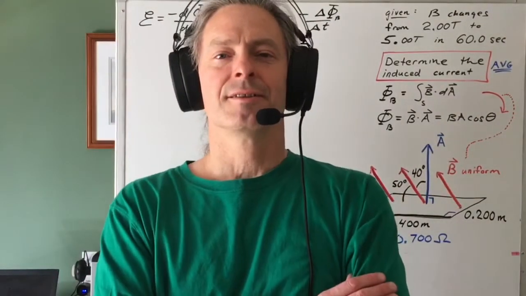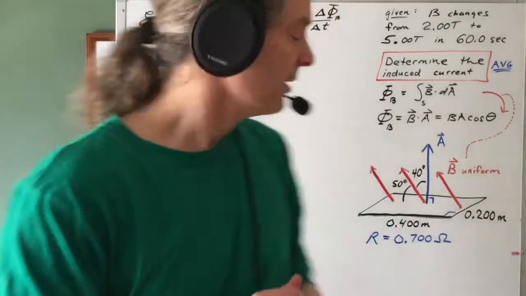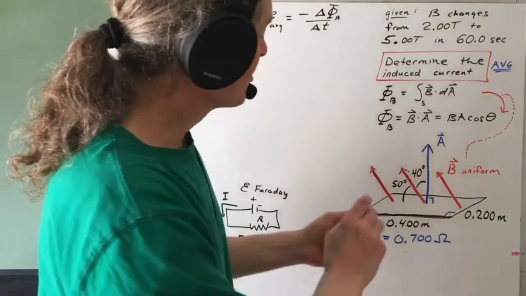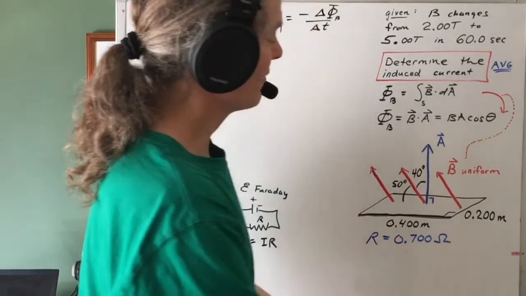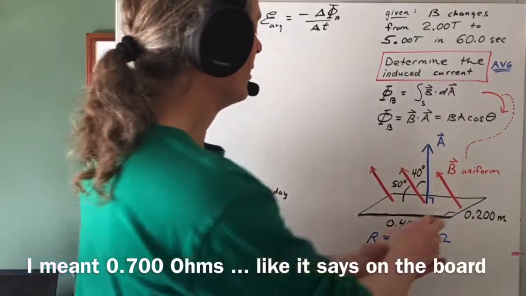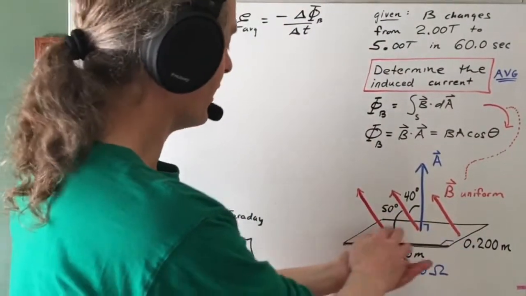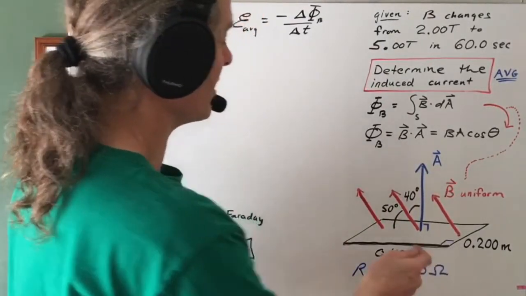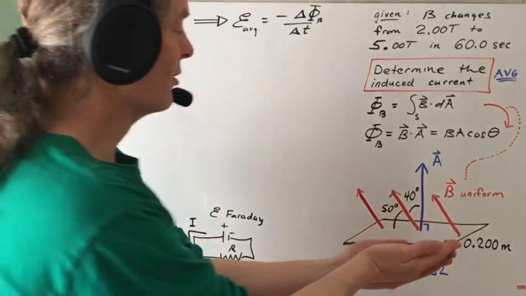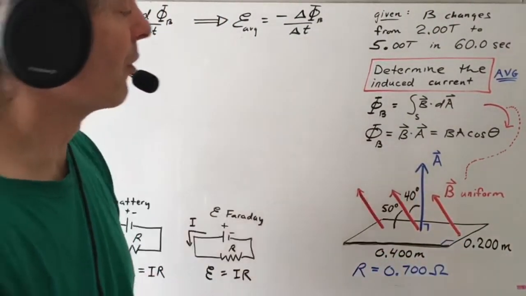Hi everybody. In this video I want to do an example involving Faraday's law of induction. Here's the example. Imagine I have a conducting loop of wire of resistance 0.0700 ohms. Imagine this loop is actually a rectangular loop defining a rectangular area, and it has sides with these dimensions. Imagine this rectangular loop has been placed in a uniform magnetic field.